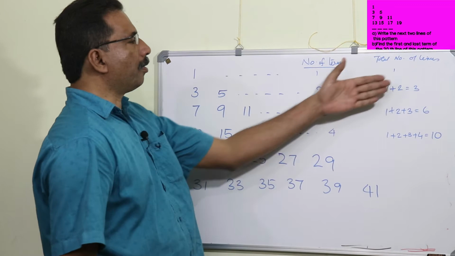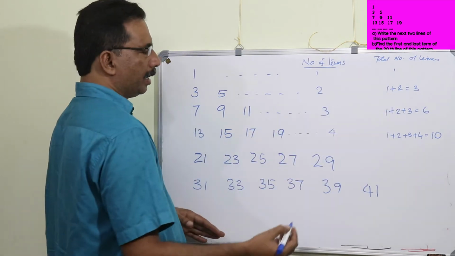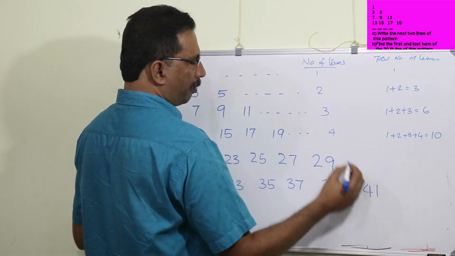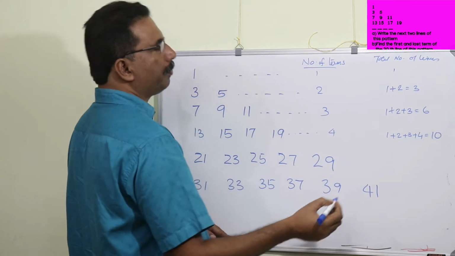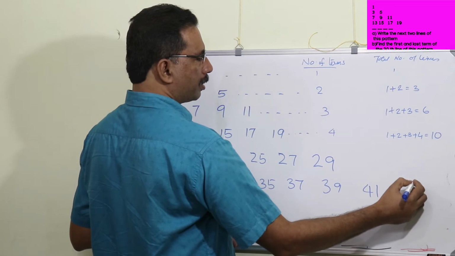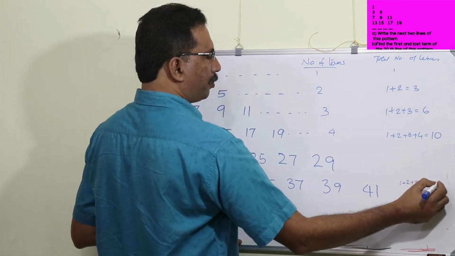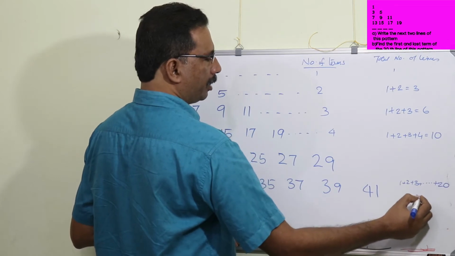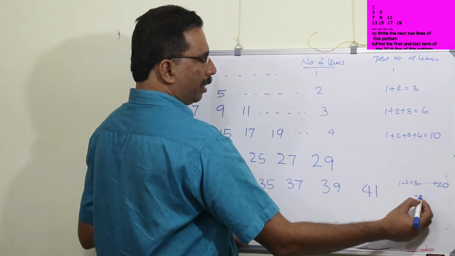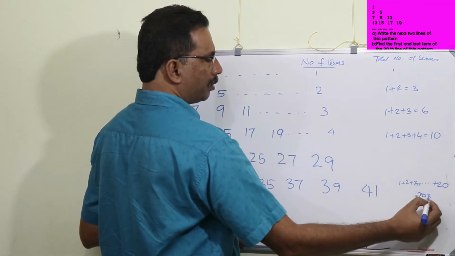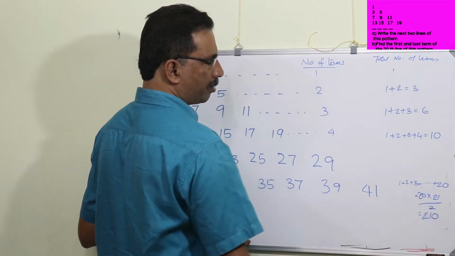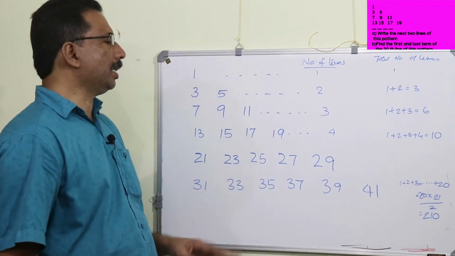ഈ ഒരു രീതിയിൽ പോവുകയാണെങ്കിൽ 20th ലൈനിൽ എത്ര പേരുണ്ടാവും? 20th ലൈനിലാവുമ്പോഴത്തേക്കും 20 നമ്പർ ഓഫ് ടേംസ് എന്ന് പറയുന്നത് 20 ആയിരിക്കും. അതുവരെ ടോട്ടൽ നമ്പർ ഓഫ് ടേംസ് ഉപയോഗിച്ചത് 1 + 2 + 3 + etcetera up to 20. അതായത് ഇതെത്രയാണ്? 20 × 21/2, that is 210. We got 210.